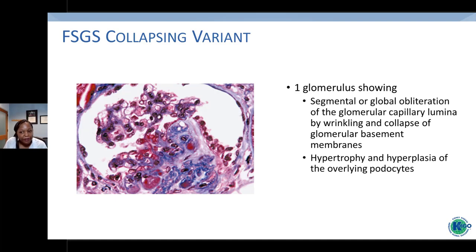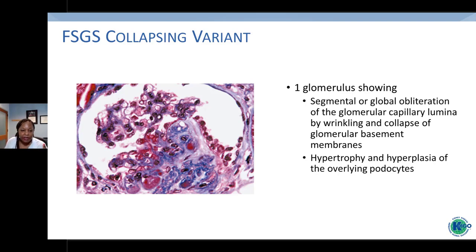The FSGS collapsing variant preempts all other variants. So if you find a singular glomerulus in your biopsy that is showing this pattern of injury, the prognosis and the driver of the disease can be presumed to be on the basis of this particular lesion. So the collapsing variant is defined by at least one glomerulus with collapse and overlying podocyte hypertrophy and hyperplasia. The number of glomeruli with defining lesions is highly variable. Collapsing lesions can be segmental, they can be global.